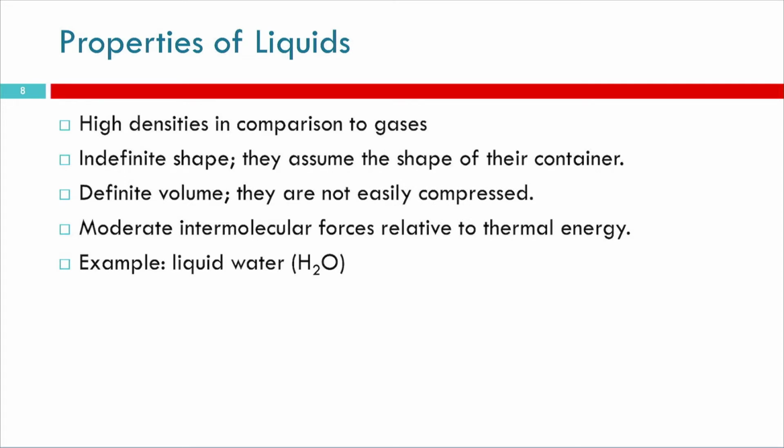Liquids, on the other hand, have high densities in comparison to gases. Again, they're in touching distance, so the atoms and molecules are very close together, so we have mass in a small area. Lots of atoms and molecules in a smaller area. They also, like gases though, have an indefinite shape. Those atoms and molecules can move around each other, so they assume the shape of their container.